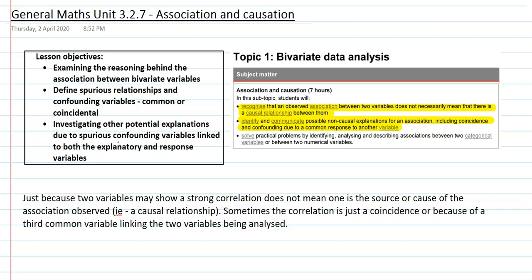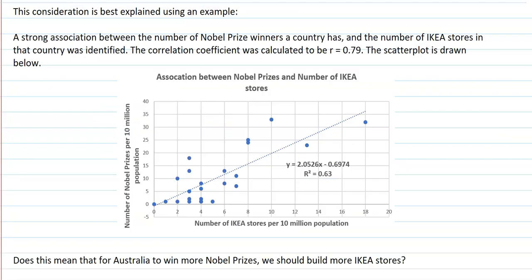And lastly, we're going to be investigating other potential explanations due to spurious confounding variables linked to both explanatory and response variables. Just because two variables show a strong correlation doesn't mean that one's necessarily the source or cause of the association observed. So it's potentially not a causal relationship. Sometimes the correlation that we see is just a coincidence or because of a third common variable linking the two variables being analysed. So far I've thrown a lot of confusing new terminology at you. So let's look at an example to try and clear this up.